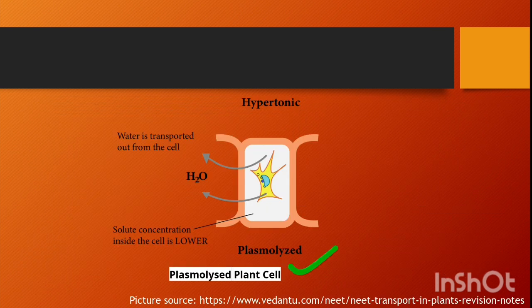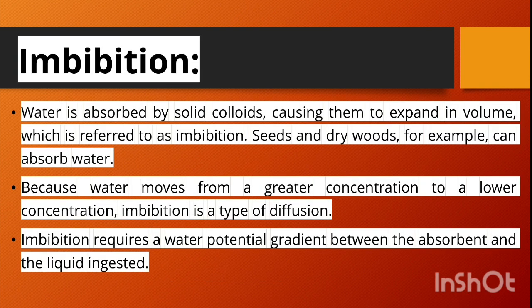This is a plasmolyzed plant cell where the protoplasm detaches from the cell wall. It is the cell wall, and the protoplasm shrinks away from the cell wall and finally detaches from it. Then what is imbibition? Water is absorbed by solid colloids, causing them to expand in volume, which is referred to as imbibition. Seeds and dry wood, for example, can absorb water.